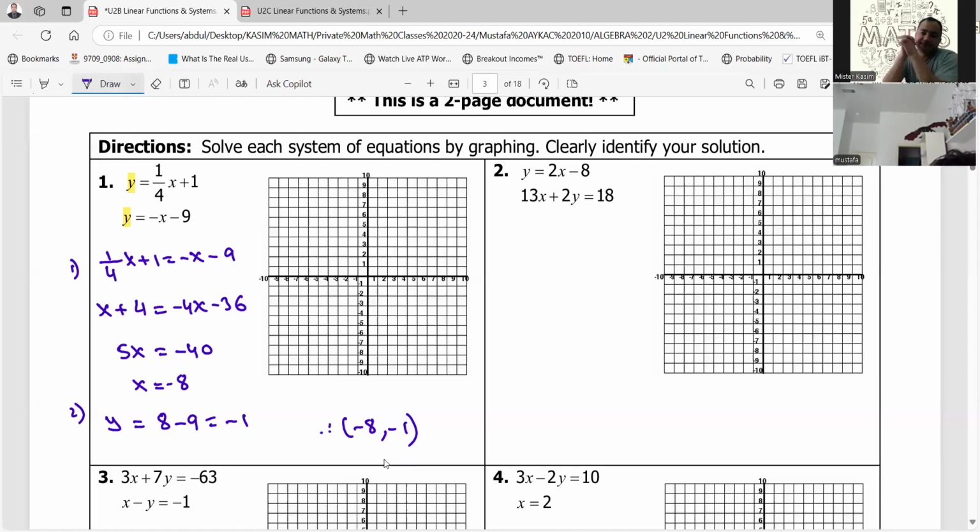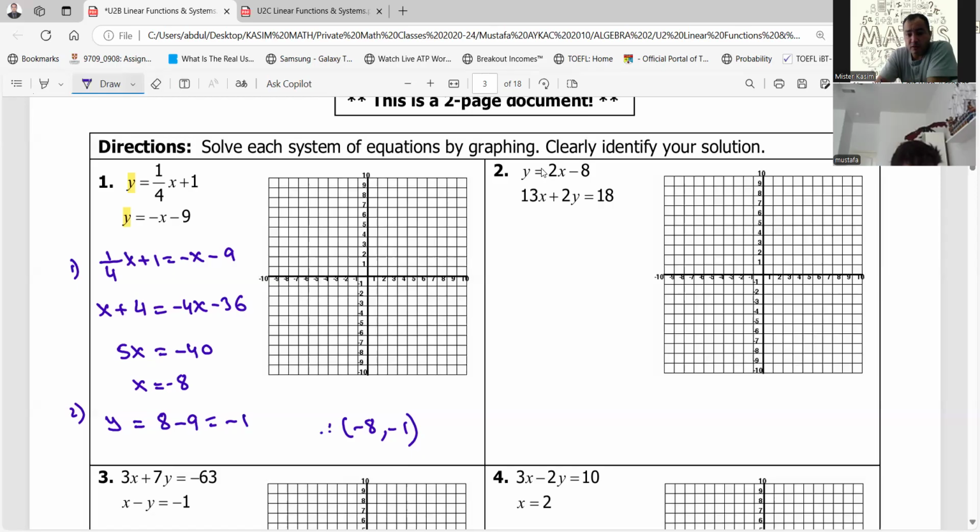Yes, Mustafa. I think I got x. What is x? x equals 2. Okay, that's correct. And then let me plug it in for y real quickly. So if you plug into the first equation, 2 times 2 is 4, 4 minus 8, y equals negative 4. Yeah, that's it.